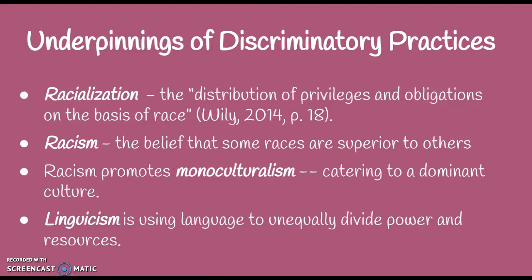So that leads us to the underpinnings of discriminatory practices. And for this part, let me just clarify some terms here. Racialization, which means the distribution of privileges and obligations on the basis of race. And then, of course, racism, monoculturalism. Racism promoted monoculturalism, which is catering to a dominant culture. And then linguicism, which is using language to unequally divide power and resources.